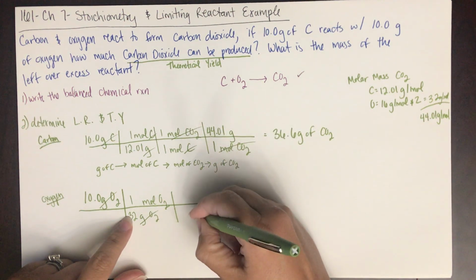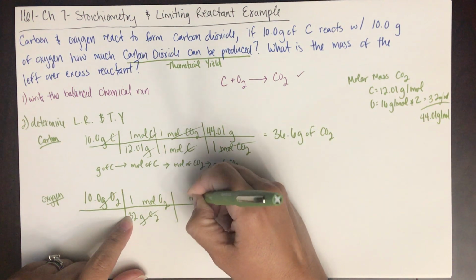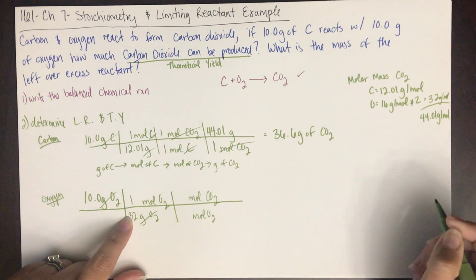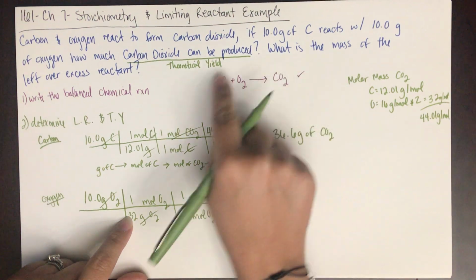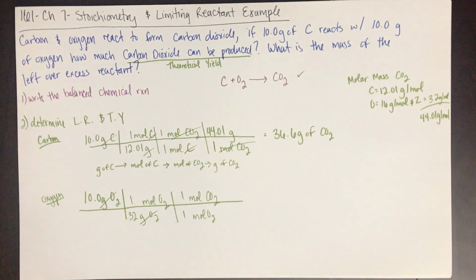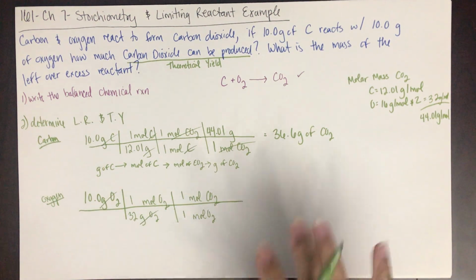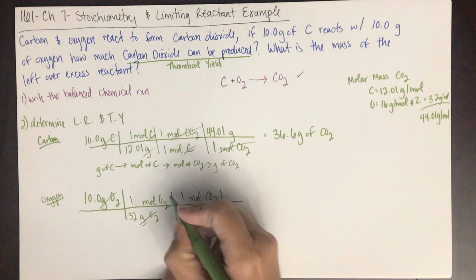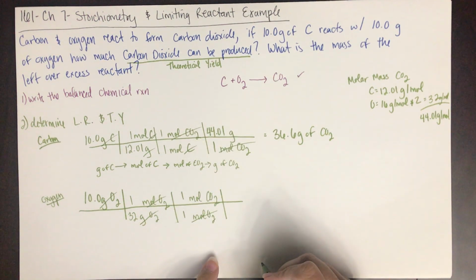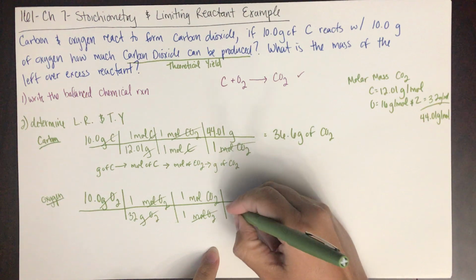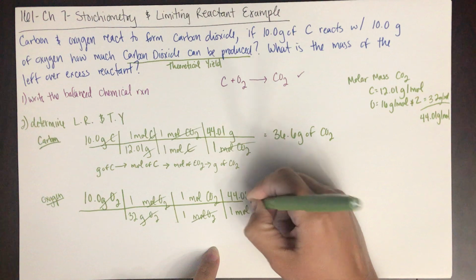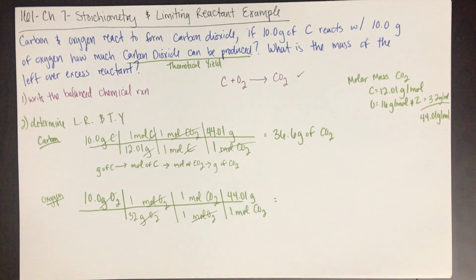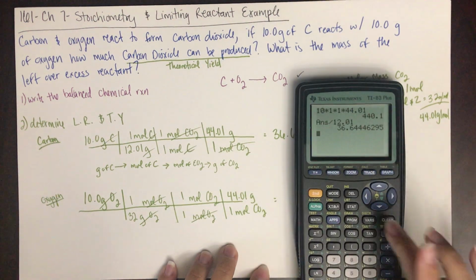So now I want to go from moles of oxygen to moles of carbon dioxide. So it's a 1-to-1 ratio. Remember, it's really important that your chemical reaction is balanced, because if it's not balanced and this stoichiometry step is incorrect, the whole problem will be incorrect. So now I'm in moles of carbon dioxide, and we just calculated that 1 mole of carbon dioxide is about 44.01 grams. So now let's see how much carbon dioxide we can make from 10 grams of oxygen.